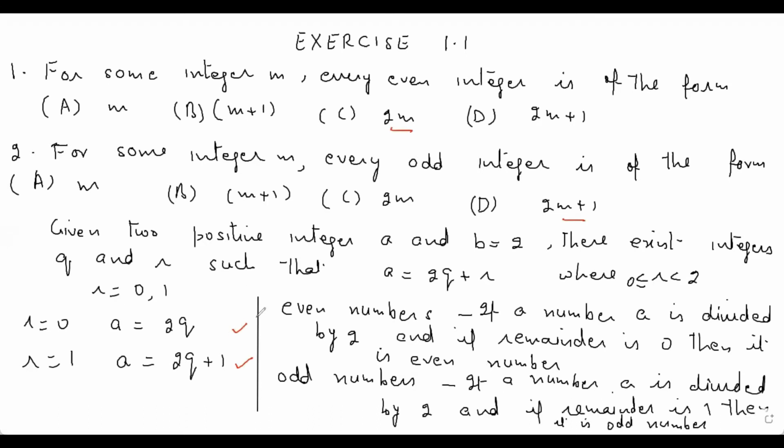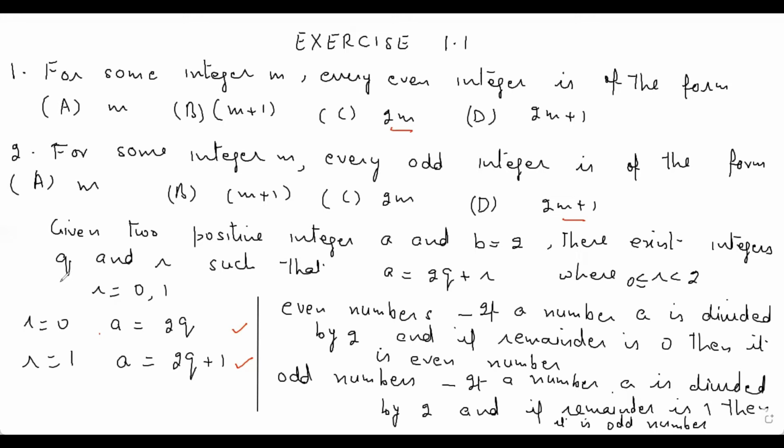Again, come to this point. Here remainder is 0. If remainder is 0, this is an even number, and it is of the form 2q. Here remainder is 1, so this is an odd number, and it is of the form 2q plus 1. So for the first question, for some integer m, every even integer is of the form 2m. And for some integer m, every odd integer is of the form 2m plus 1.